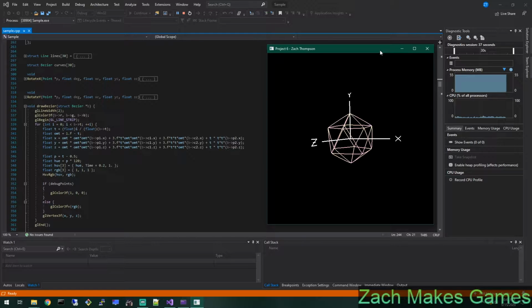ZachMakesGames.com doing another OpenGL project for the portfolio. This was project 6 in the OpenGL class that I took, and for this project we had to do something with Bezier curves. We were learning about how to make Bezier curves, how to deal with them and their control points and things like that, so we had to do something interesting with Bezier curves.